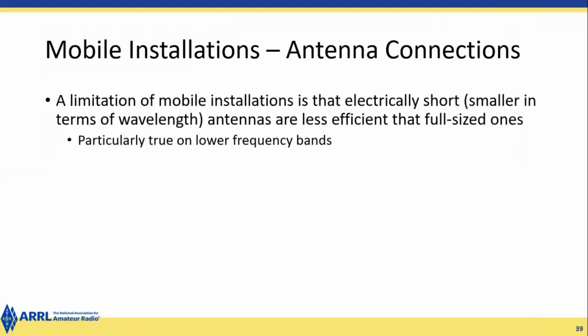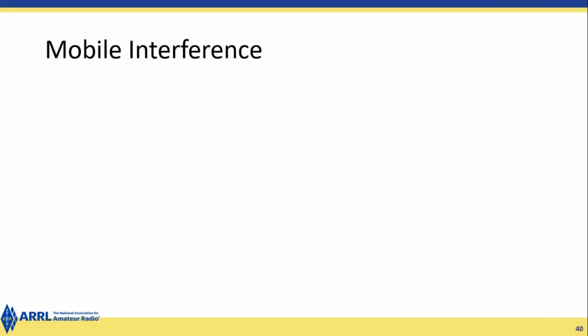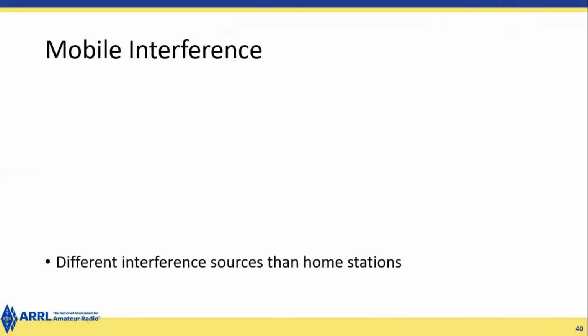Okay, mobile installations. A limitation of mobile installations is that electrically short antennas, smaller in terms of wavelength, are less efficient than full-size ones, particularly on the lower frequency bands. Some tips to improve the antenna performance: use the most efficient antenna you can. Make sure your ground connections are solid. Mount the antenna where it's clear from metal surfaces. Mobile interference.